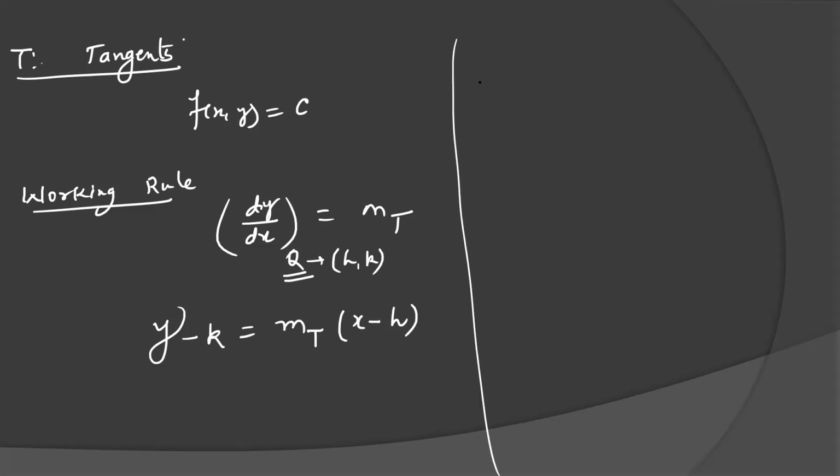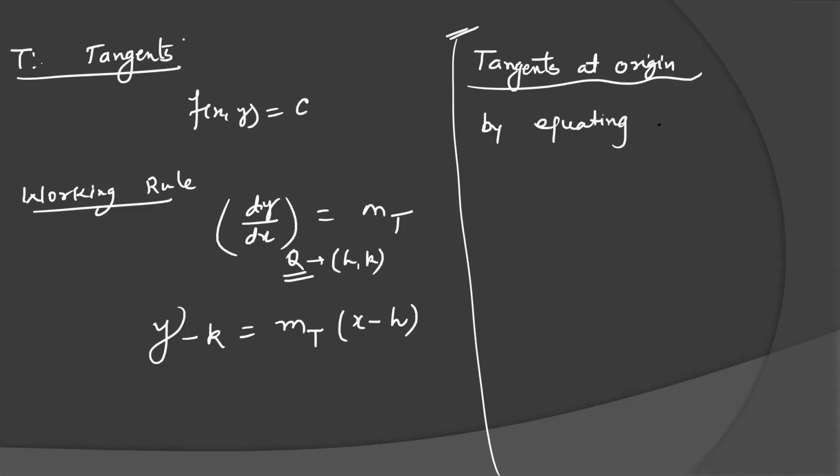But if you are interested in tangents at origin, then this is a very good trick I am going to discuss here. Tangents at origin: if you are interested, then the shortcut method is to find it by equating to zero the lowest degree terms.